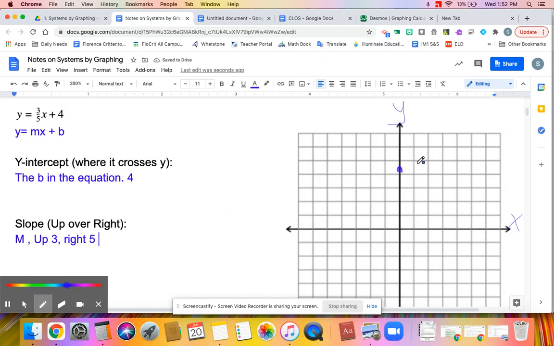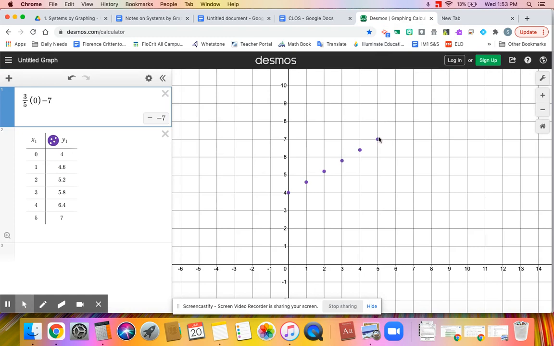So from this dot, I'm going up 1, 2, 3, but then to the right 1, 2, 3, 4, 5 to get my second dot. And then I have 2 dots, and I can connect them to make my line. And this is the fastest way to graph. If I go back to Desmos, you can see this point right here. From here, I went up 3, 1, 2, 3, over 1, 2, 3, 4, 5.